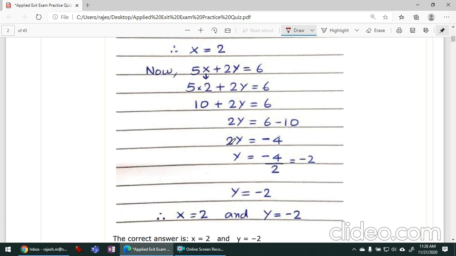Now I want y. So 2 will come down. So minus 4 by 2. 2 and 4 will cancel. Answer is minus 2. So what is y? Y is minus 2. So you have x equal to 2 and y equal to minus 2.